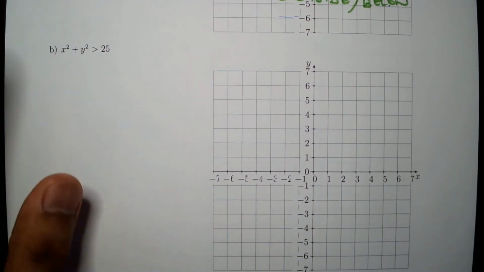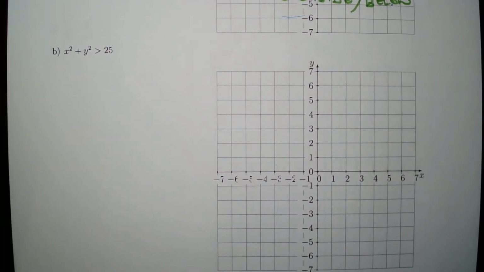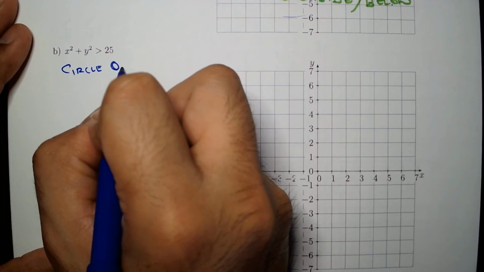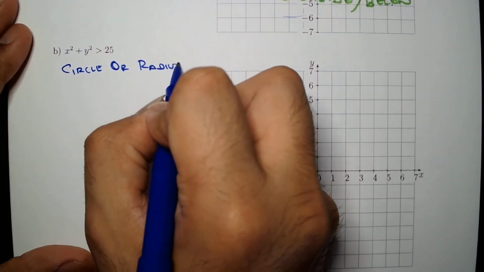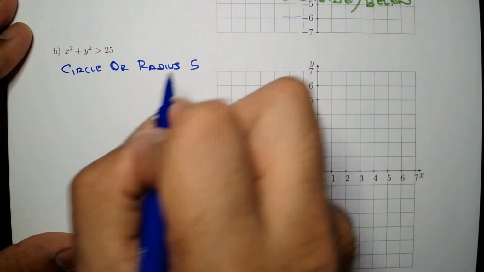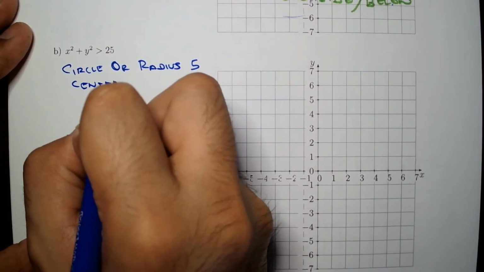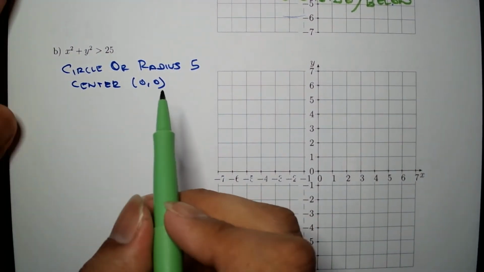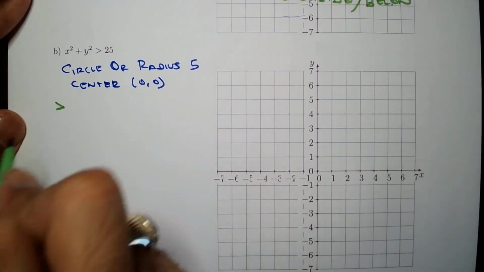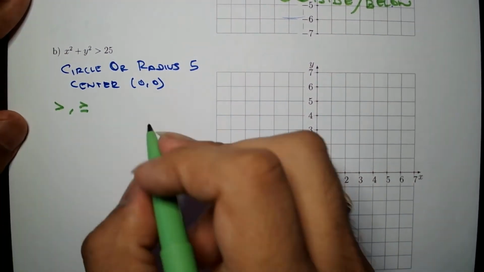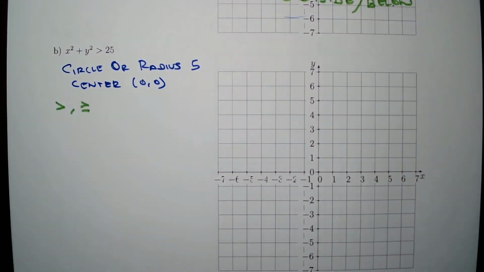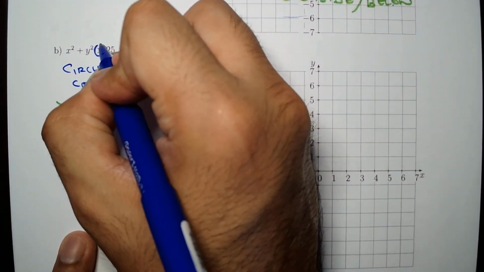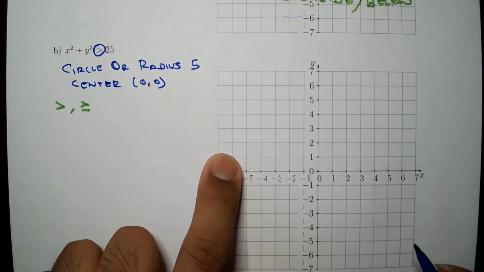So x squared plus y squared equals 25. Well, in this case, that's the equation of a circle of radius 5, center at the origin. And then, well, how to graph inequalities involving circles? If we have greater than or equal, well, first of all, let's draw the graph of the circle. Well, in this case, notice we have a greater than only. We don't have the equal, so that's going to be a dashed.